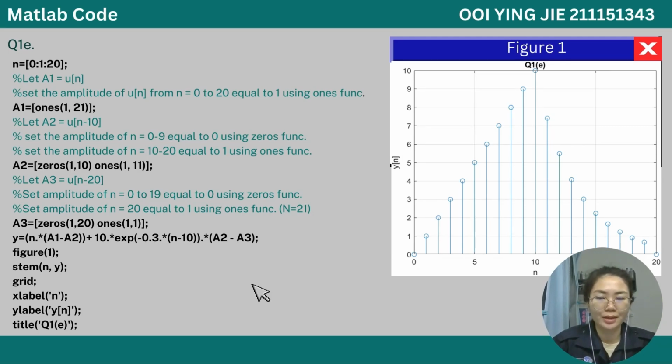Then I type up the equations given in the question, and I use the figure function to display the graph that we wanted, and use the stem function to plot the graph, with grid, and xlabel for the x-axis of n and ylabel for the y-axis of y[n], and the title is Q1A.